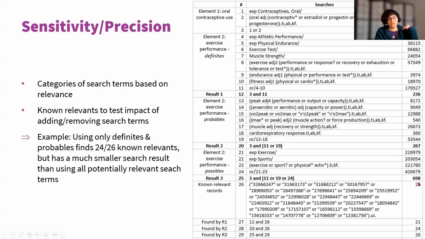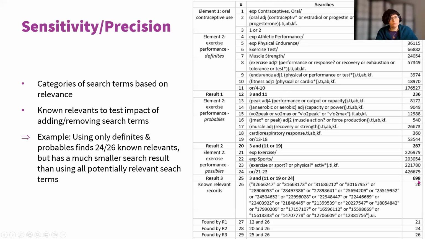We see there are 26 known relevant records, and if I only use the most specific search terms, I find 21 of them. If I combine the most specific with these which are not as specific, I find 24 out of 26. And if I use the whole set of search terms, I find 26 out of 26. So if I use all of the search terms, I have the most sensitive search. And for a standard systematic review search, that's probably what I would do. I would just use all of these search terms.